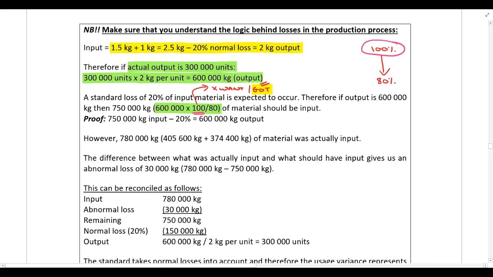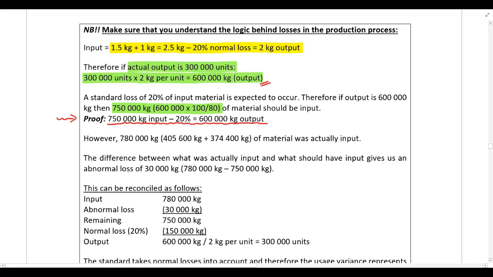What have I got? The 600,000 kilograms over here is the output, which is 80%. That's what I've got. So I divide by 80%. So that's just the maths logic behind that calculation. So that gives us 750,000 kilograms. And you can see I've included a proof for you over here so that you can see everything works perfectly. If they input 750,000 kilograms into the production process and 20% is lost, that will give them output of 600,000 kilograms. So we can see everything ties in perfectly. That ties into the output over there.